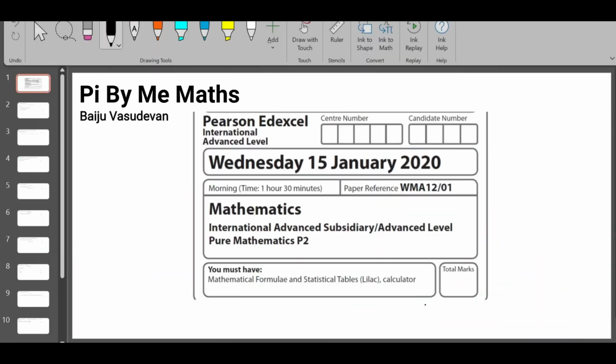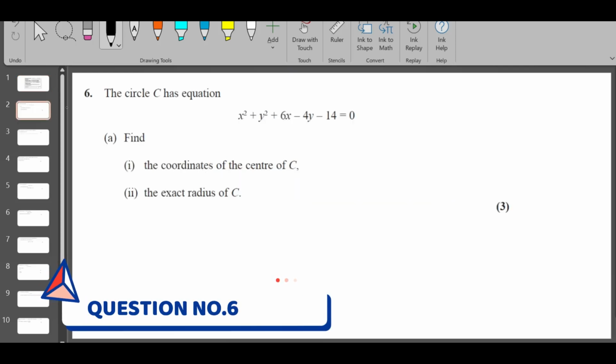This is Demon. Here we are solving the January-February 2020 Pure Math 2 paper. In the previous video we have covered question number 1 to 5 already. Let's look at question number 6.